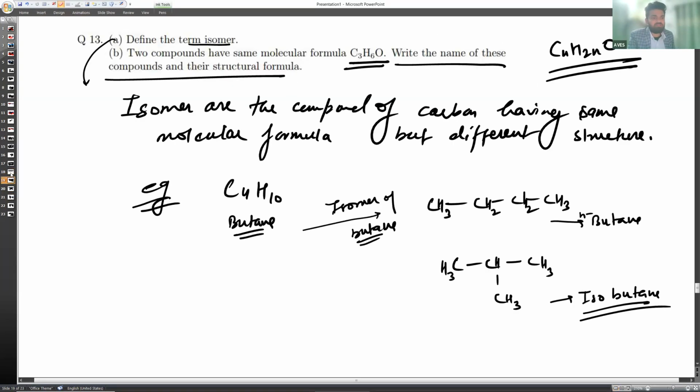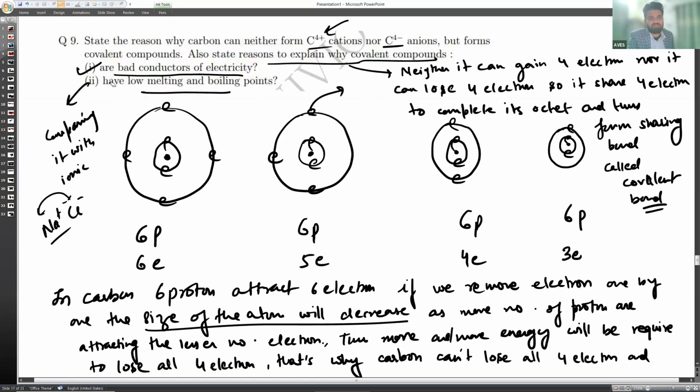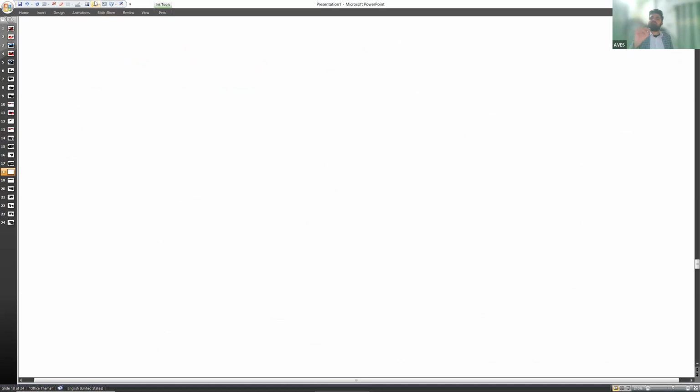If the question comes in the examination, let me add a question here: why does carbon form covalent compounds? Why does carbon form covalent compounds? Can you tell me?